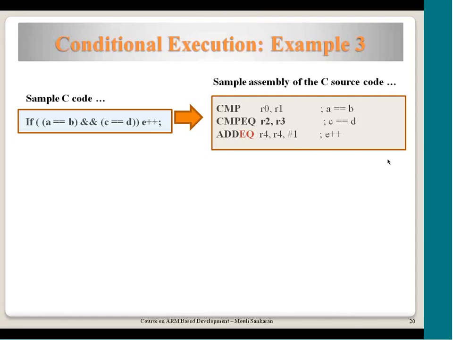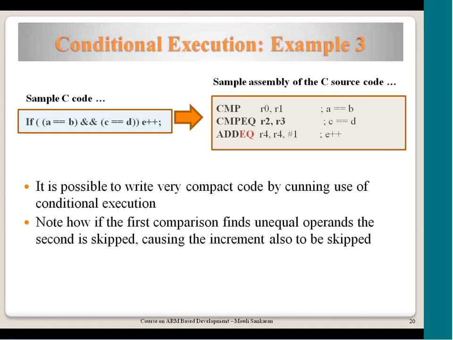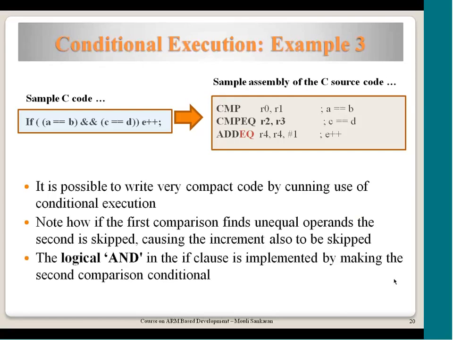So if you understand this, you must be very clear about where to use conditional execution, how to use it, and what precautions need to be taken, because this is a very unique way of using it. I would say it is a cunning use of conditional execution. This is what is explained here.